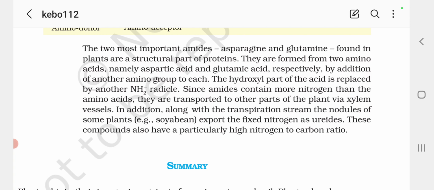Since each amide contains more nitrogen than the amino acids, they are transported to the other parts of the plants via xylem vessels along with the transpiration stream. In addition, the nodules of some plants, for example soya bean, export the fixed nitrogen as ureides. These compounds also have a particularly high nitrogen to carbon ratio.